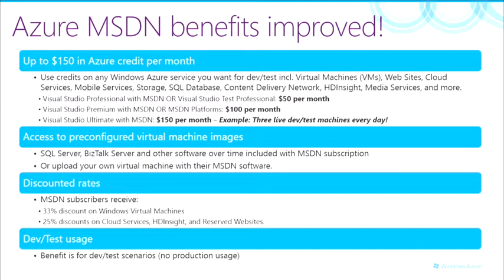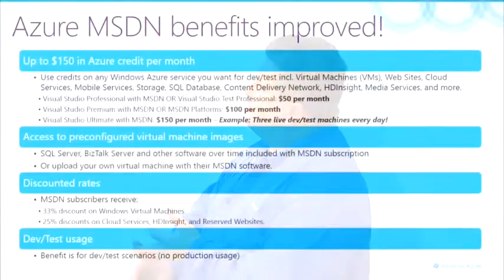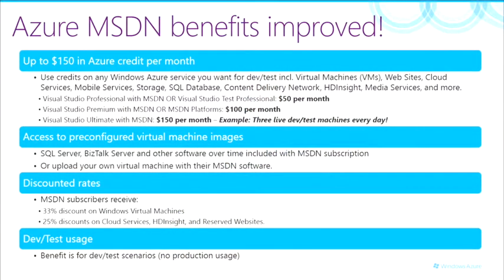But that's preventing you from getting a bill that you didn't expect, right? And it's letting you know that your usage is above your benefit level there. If you want to remove that spending limit, you can, but you'll be billed for any usage above that limit. If you're a premium subscriber, you get $100 a month of usage, and ultimate subscribers get $150 worth of usage a month as part of their Azure MSDN benefit. And again, those have hard spending limits on them unless you remove them.